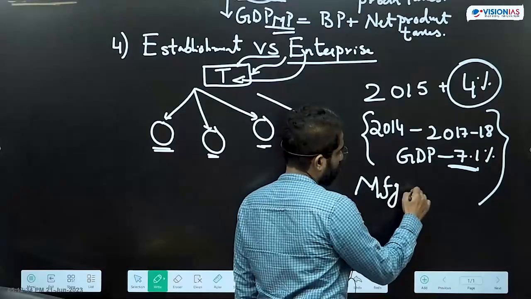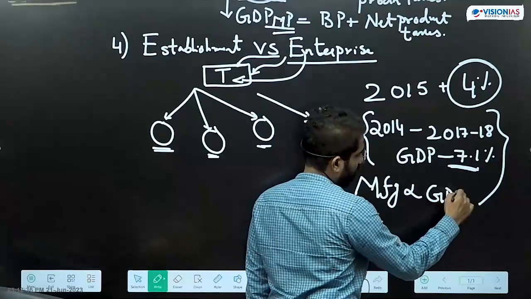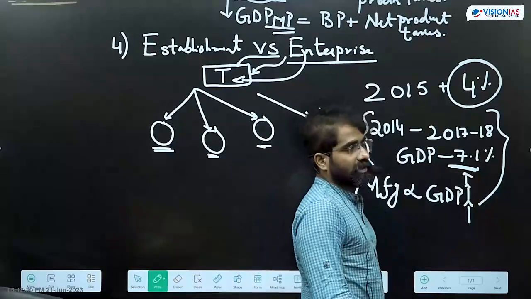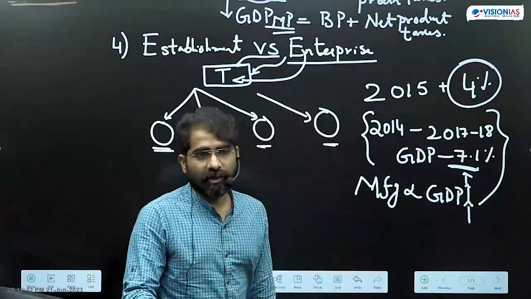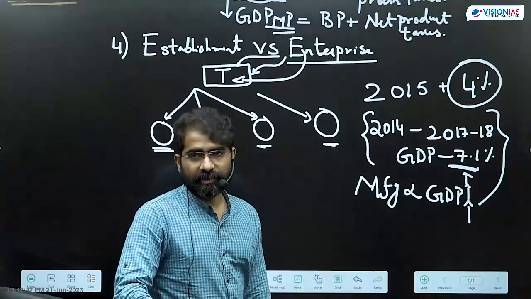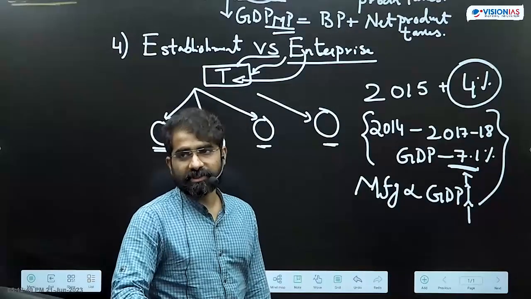And second thing is, after the new data came up, what happened was the contribution of manufacturing to GDP was also shown at a higher level. So before 2015, the contribution of manufacturing to GDP was at a lesser level, around let's say 14%. Now you started showing it at around 16.5.